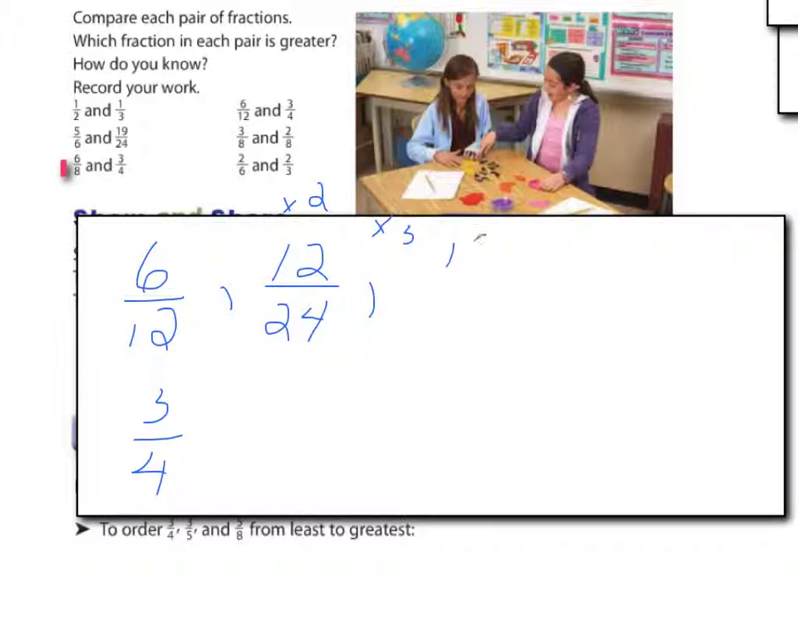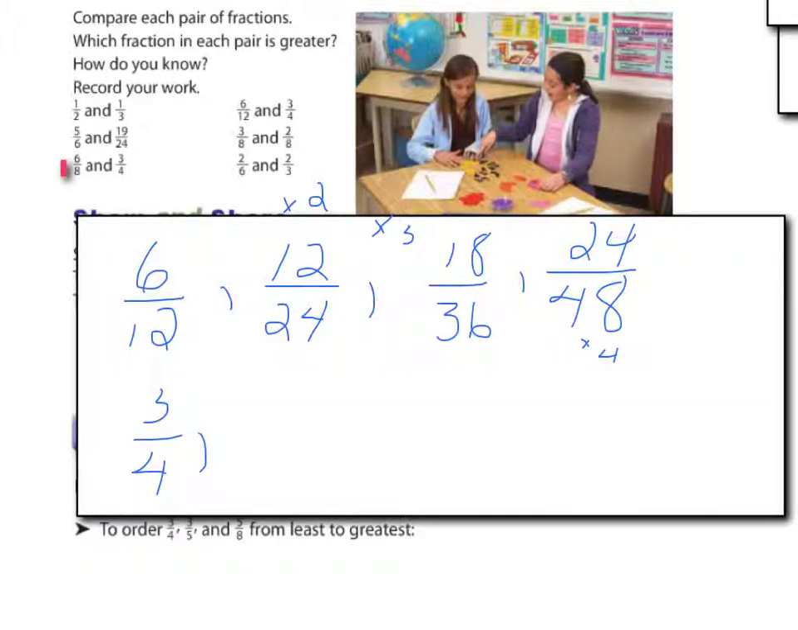6 times 3 is 18, 12 times 3 is 36, let's try 4, 6 times 4 is 24, 12 times 4 is 48, and you can definitely use your calculator through the entire unit. Just make sure you write down what it is that you've multiplied here. So I've multiplied by 4. Okay, now I'm going to try the same thing with 3/4.